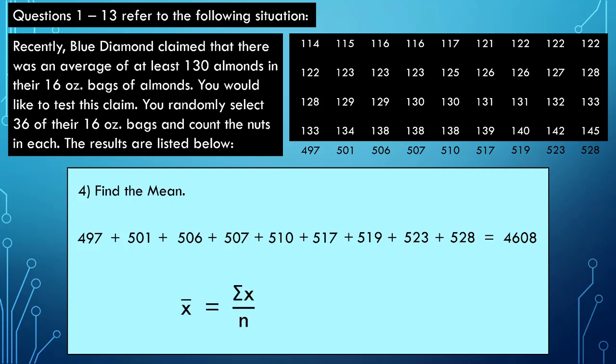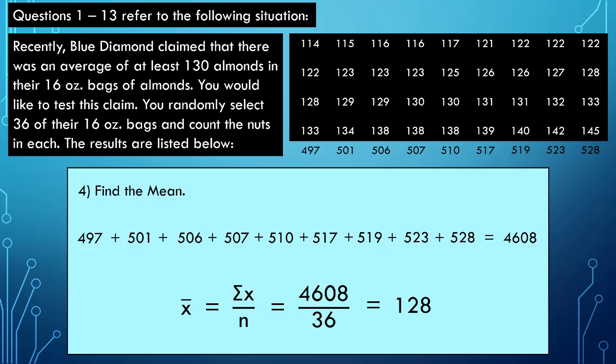So to find the mean, which is our x bar, because this was a sample of 36 bags of almonds, make sure you're using x bar and not mu if it's a sample. So this is going to be 4608 divided by 36, because we had 36 bags of nuts. And when we divide, using our calculator, we get 128.